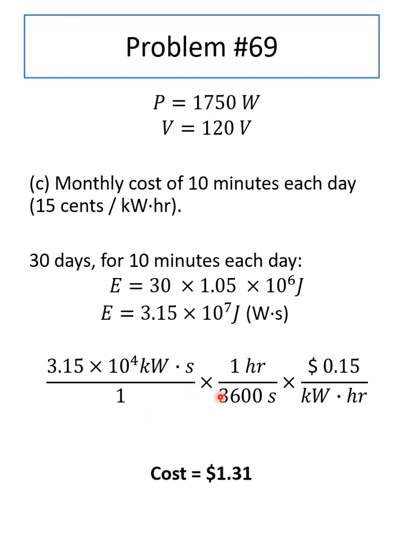So let's make the seconds divide out. We multiply by 1 hour over 3,600 seconds, and that'll give kilowatt hours. Finally, we're going to do dollars divided by kilowatt hours. And you can see all the units of kilowatt hours divide out, and we're left with dollars. So we get a cost of $1.31 for the month's usage.